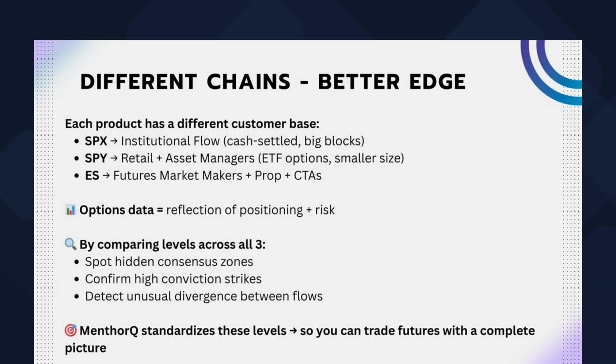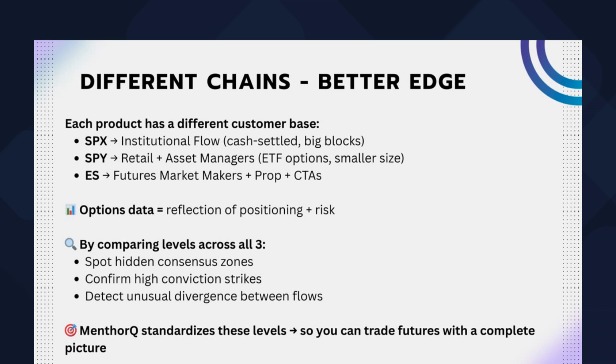For example, if all three of these assets show a put support at the same level, that's a high conviction area. That means we are near very important gamma levels not only on SPX, but also on ES and SPY. That's going to be a much stronger reaction area than simply looking at one asset.